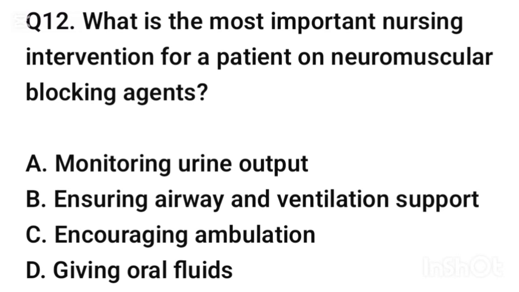Question number 12. What is the most important nursing intervention for a patient on neuromuscular blocking agents? The correct answer is option B. Ensuring airway and ventilation support.